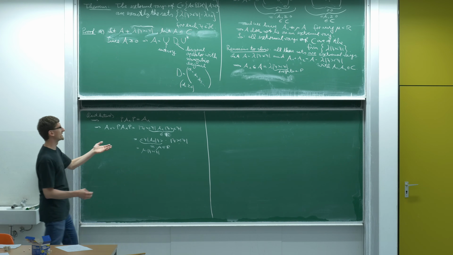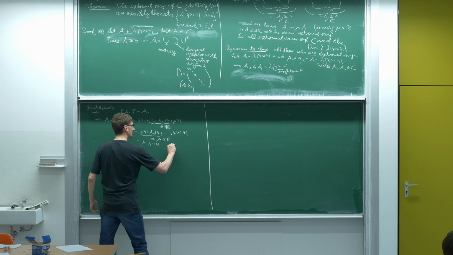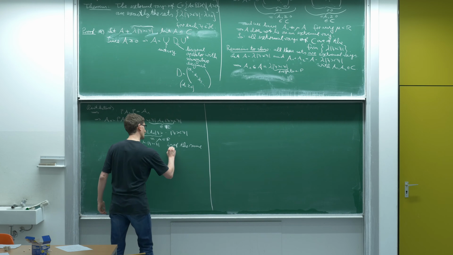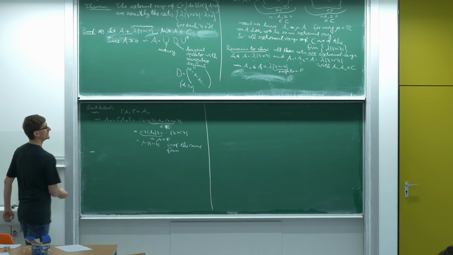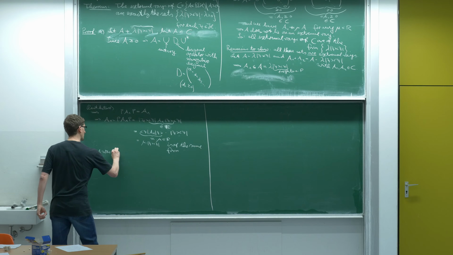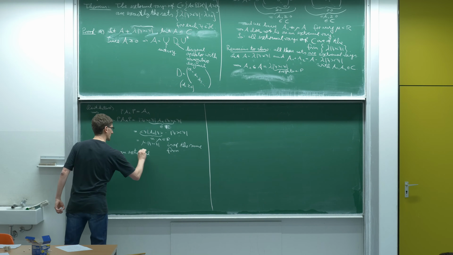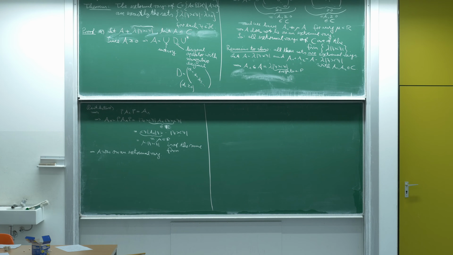So this was our definition for A to be on an extremal ray. So this is of the same form. So this means that A was on an extremal ray. Sorry for the confusion. Does this make sense?